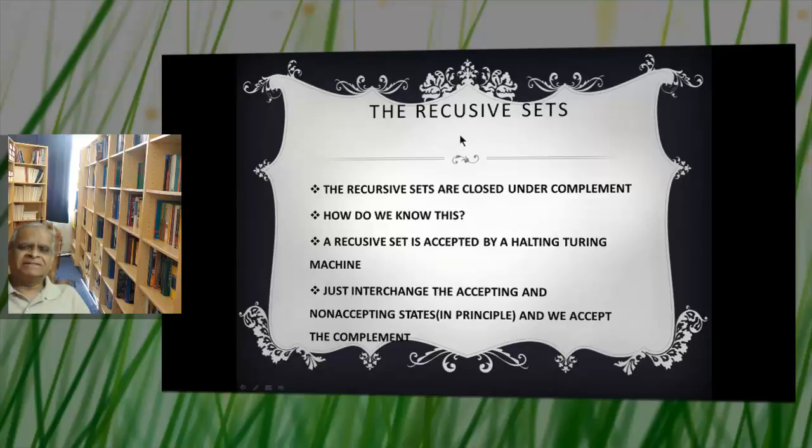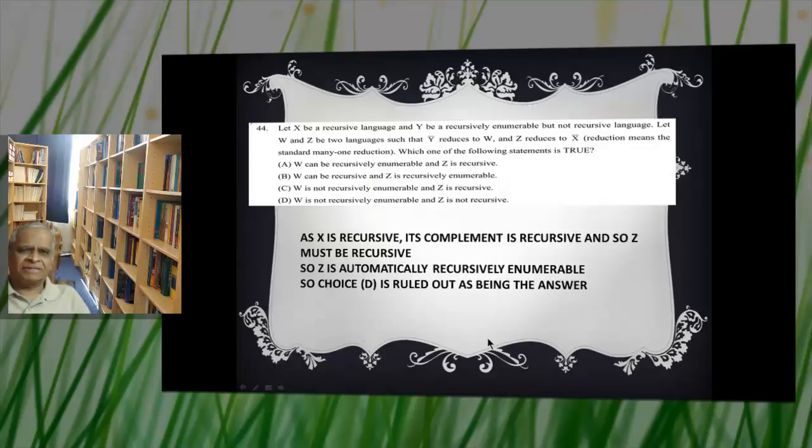Now, let us study it in detail. The recursive sets are closed under complement. How do we know this? A recursive set is accepted by a halting Turing machine. If we interchange the accepting and non-accepting states in the halting Turing machine, we accept the complement. So we say the recursive sets are closed under complement.